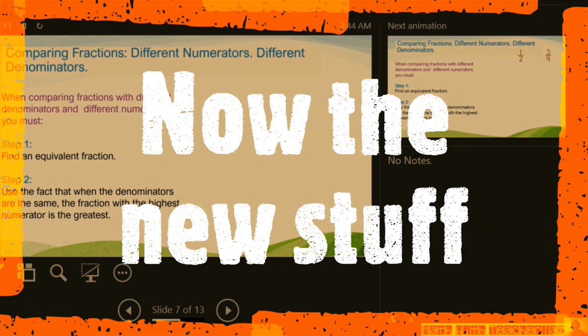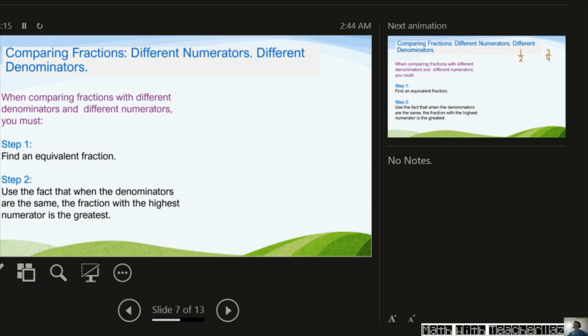Today we're going to be comparing fractions when the numerators are different and when the denominators are different. Okay. To do that, we're going to have to take 2 steps. First, we're going to find an equivalent fraction. Once we get that equivalent fraction, that means our denominators are going to be the same. So all we have to do now is compare numerators. When the denominators are the same, remember that the fraction with the highest numerator will be the greatest. So let's go ahead and look at this.